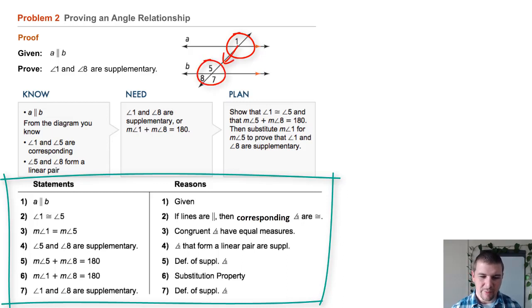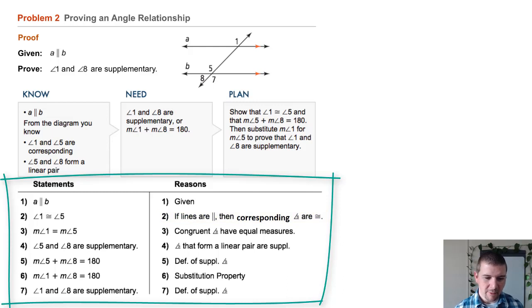Where we really need to end up, we need to establish this relationship between angle 1 and this other set of angles. And our technique for doing that right now is corresponding angles. Because we know, as we can see in reason 2, if lines are parallel, then corresponding angles are congruent.